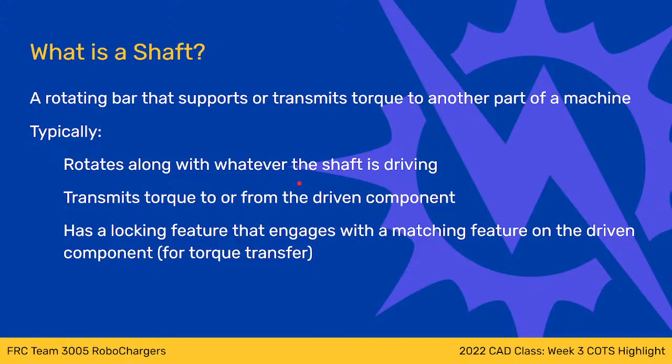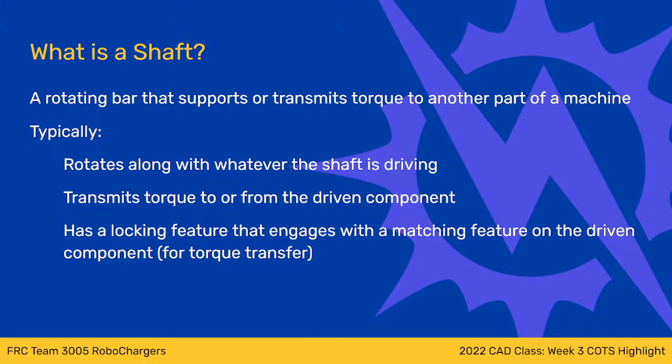A shaft is basically a rotating bar that supports or transmits torque to another part of a machine. That or is important, right? Supports or transmits. Maybe it should be and or. Supports and or transmits, right? It can be one or the other or both.